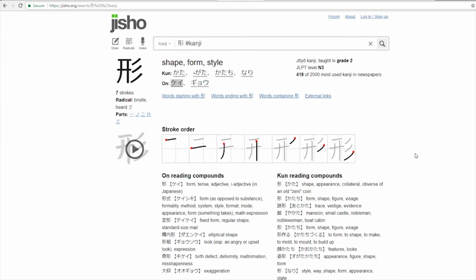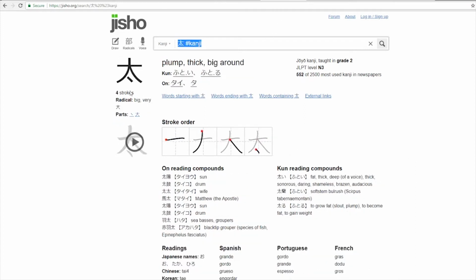Next one's the kanji for plump, big, around. So I just look at this. It's got the radical for big, and it's also got a little slash in it. I just look at it as an alteration on the word big. So what is something that's plump? It's not something that's big. So I look at it there.